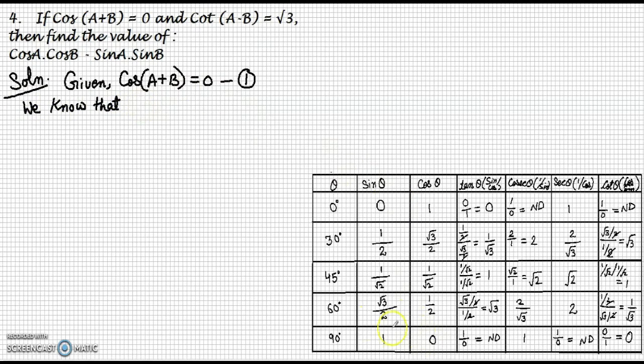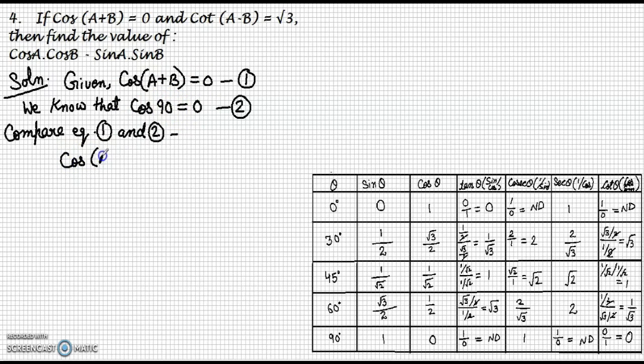And we know that cos 90 degrees is equals to 0. That is given to us in the table. So this is equation number 2. And if we compare equation 1 and equation 2, we can say that cos A plus B is equals to 0 and cos 90 is equals to 0. That means cos A plus B is equals to cos 90 degree. So cos gets cancelled with cos and we have A plus B equals to 90 degrees. So we have got one linear equation in two variables.